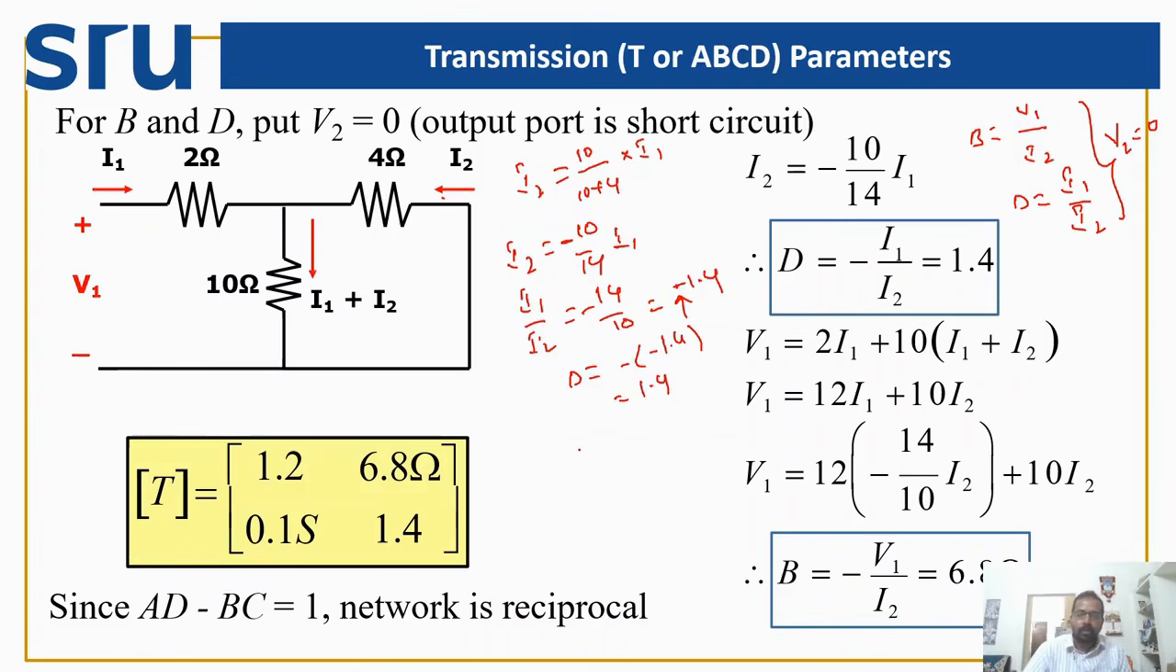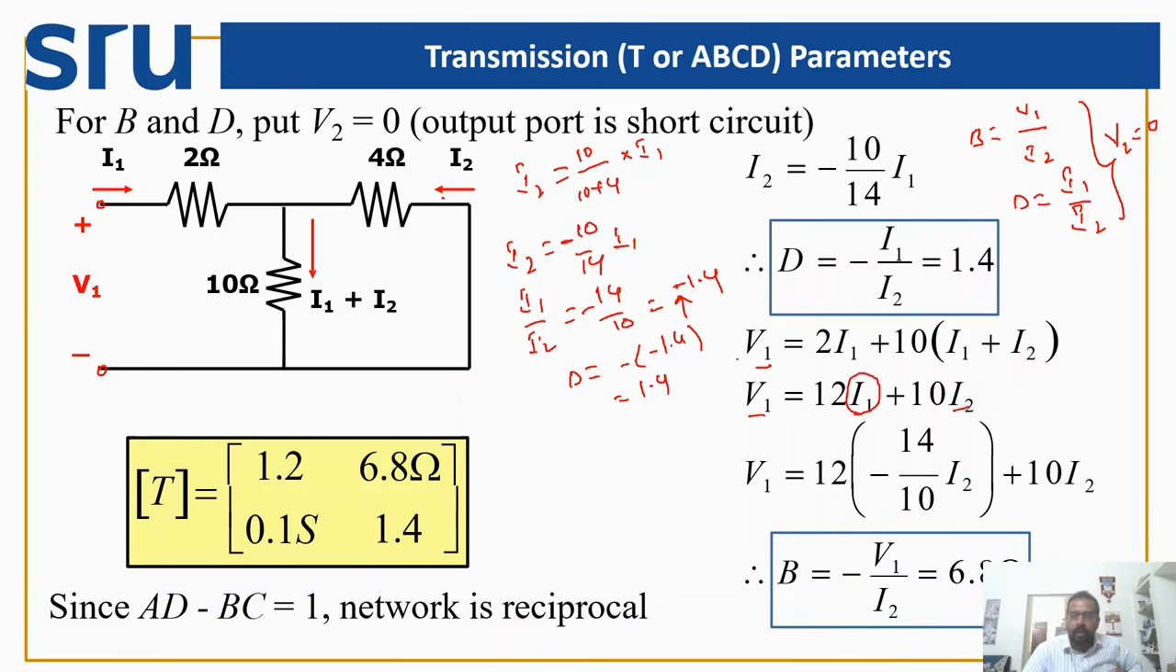Now our objective is to find the relationship between V1 and I2. We know that my V1 exists as the potential difference between these two terminals. So it's the voltage across this 2 ohm resistor and the voltage across my 10 ohm resistor. How could we write? So my V1 is equal to 2I1 plus 10 into I1 plus I2. If we rearrange, we are going to have V1 equal to 12I1 plus 10I2. So we require the relationship between V1 and I2, so we should eliminate this particular term.